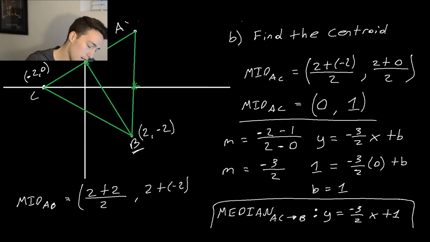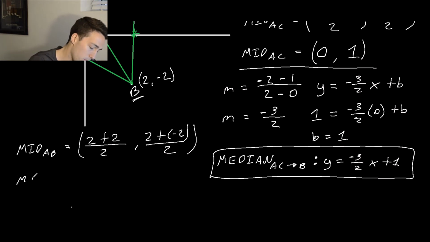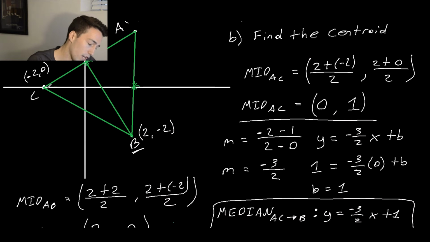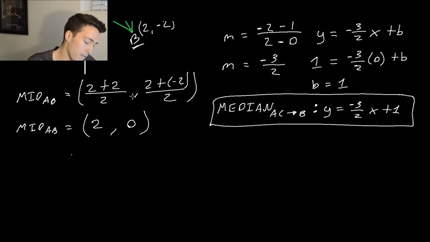So 2 plus negative 2 divided by 2. That is going to give us a midpoint of AB to be at, well, 2 plus 2 is 4, divided by 2 is 2, and then we have 2 minus 2 over 2, so that's going to be 0. So that is our midpoint of AB. Now we're going to look at the line that connects the midpoint of AB to the vertex C. So this is the median we're trying to find.